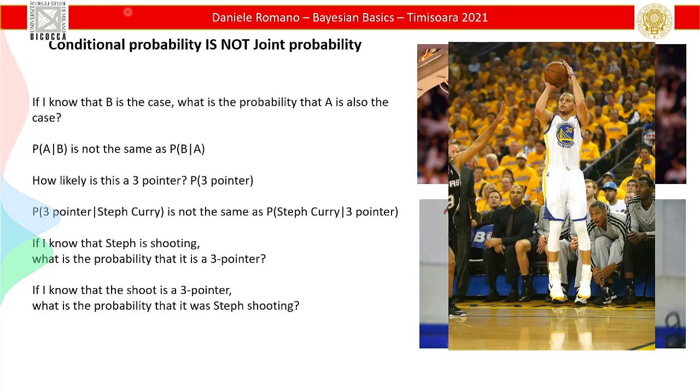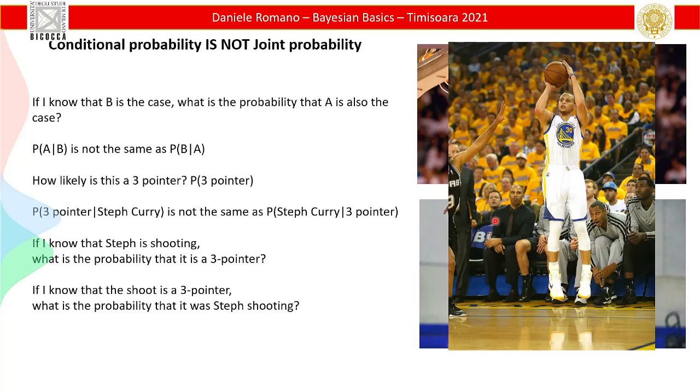Why is this not symmetrical? Because if I think, what's the probability that this is a three-pointer, given that I know that this guy is shooting? Okay, it's quite high. But if I reverse the condition, what's the probability that Steph Curry is shooting, given that it's a three-pointer? Well, it's much less, because there are a lot of players on the field. Okay, so it's not symmetric.